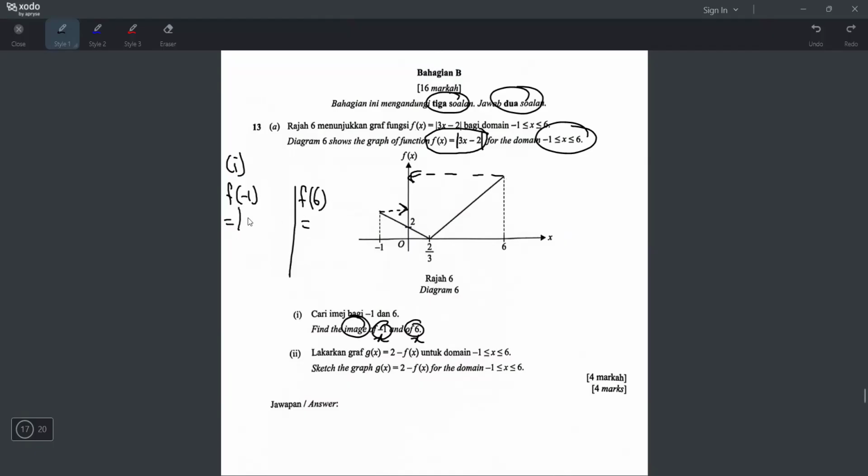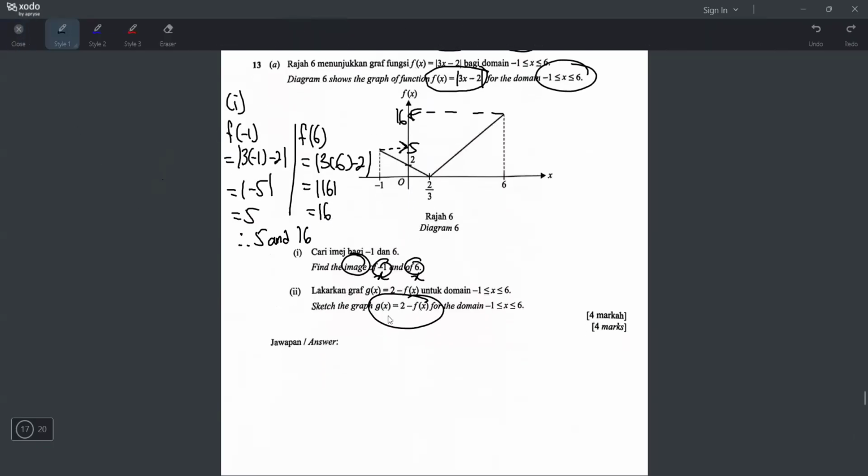Okay, so the equation is modulus 3x minus 2, ganti 6, ganti -1. Okay, -3 minus 2 is -5. Then your modulus is positive 5. That means this is 5. And then this one is 3 times 6, 18. 18 minus 2, 16. Modulus is 16 also, so this is 16. So what's the answer? 5 and 16, right? Okay, now let's do question 2. Sketch the graph for g(x) equals 2 minus f(x) for the domain -1 to 6. So they want you to sketch g(x), but the equation looks different.